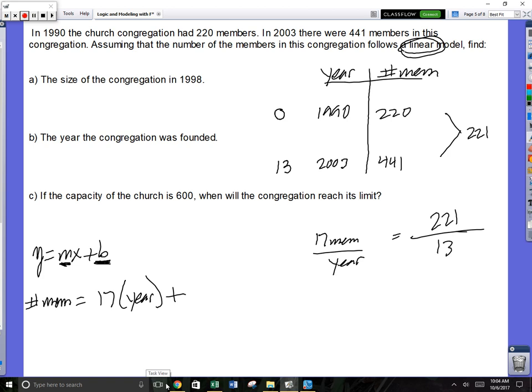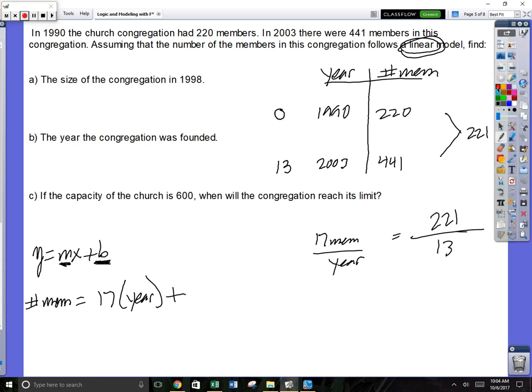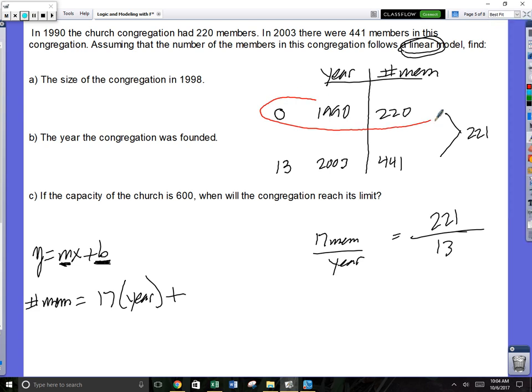Now, here we go. Let's say that I started out with, let's call this the initial year, but it really is not. But let's use it to make our math easier. So 220. So I'm going to use this y equals 17x plus 220. Now I'm going to plug this function into my calculator.